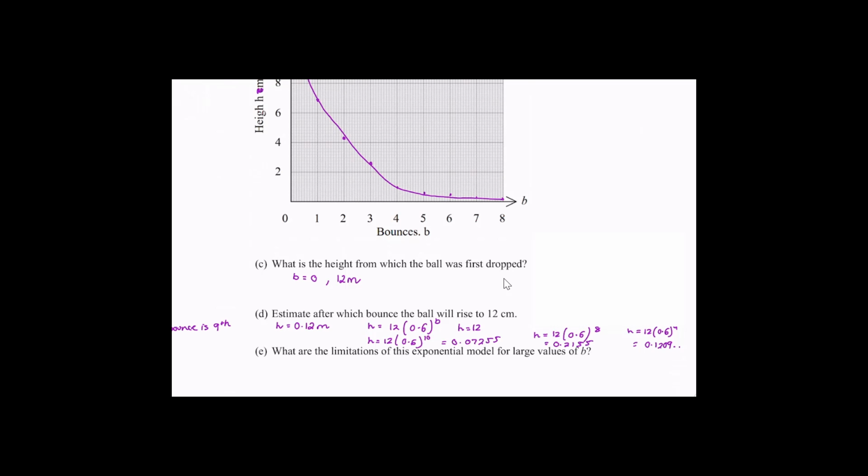And then the last question says, what are the limitations of this exponential for very large values of b? Well, if you think about this, if you did do this experiment, you've seen in real life that the ball actually does stop bouncing. So the ball will not bounce forever. So for very large values of b, this exponential graph just stops working. So you need to write something like that.